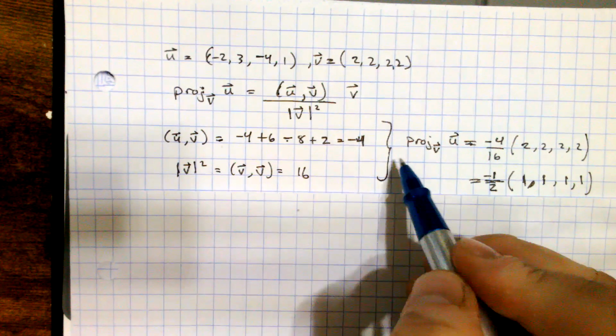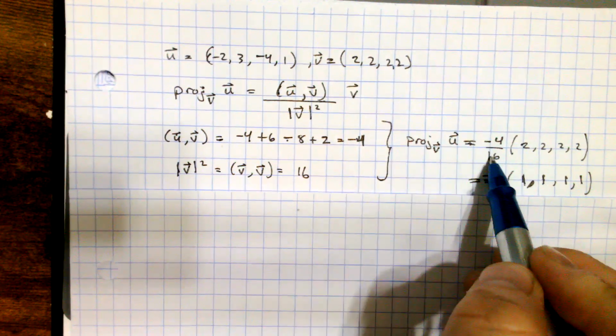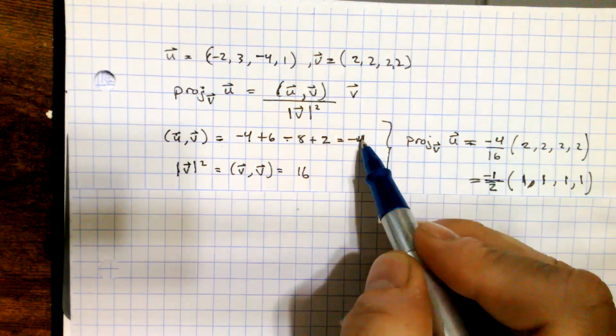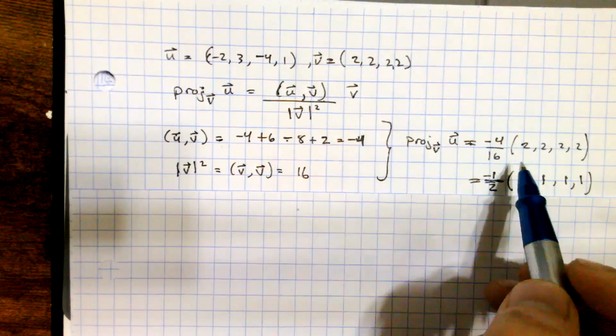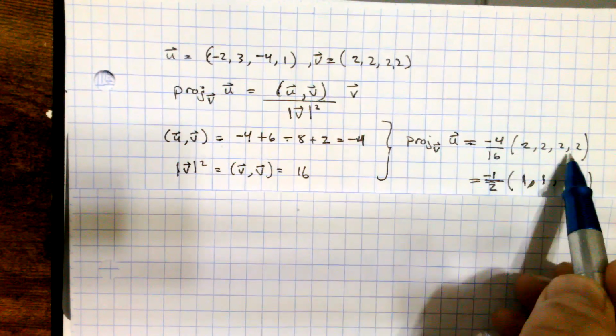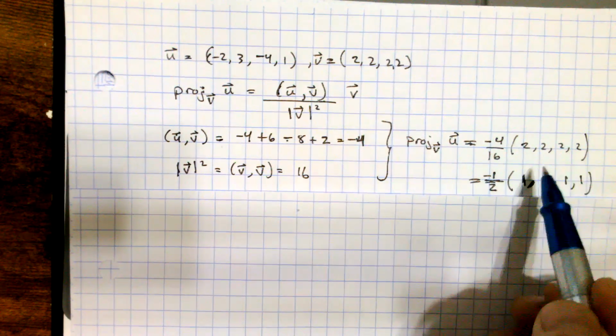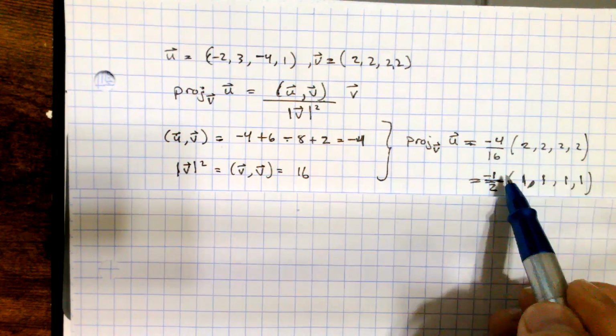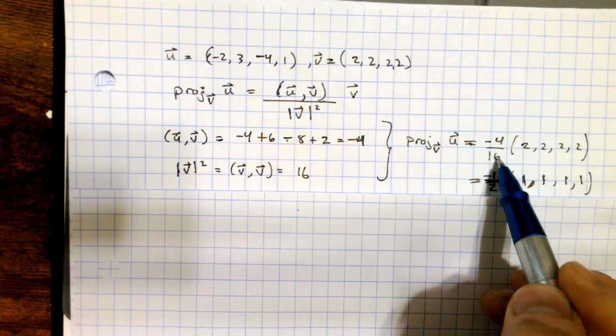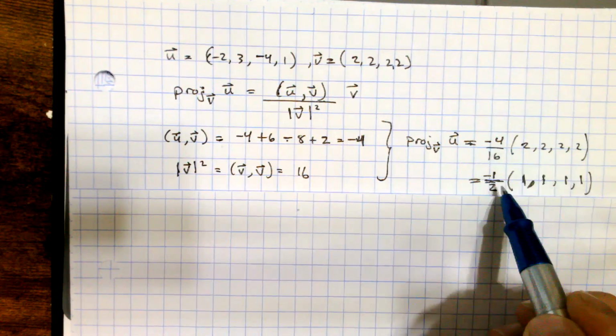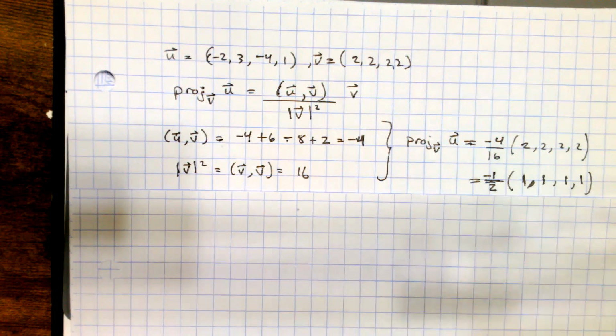Putting these two components together, you get -4 over 16, the inner product of u and v over the norm of v squared, times the vector v. Factoring out a 2, the 4 over 16 reduces to 1/4, so -1/4, and then pulling out a factor of 2 reduces it to -1/2 times the vector v. Okay, so that's the parallel component.